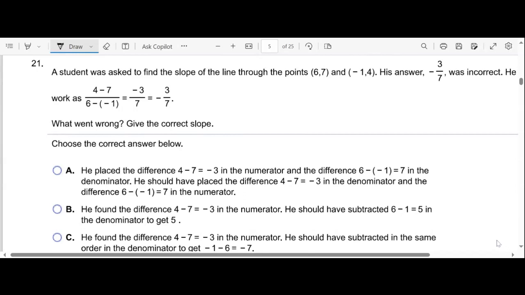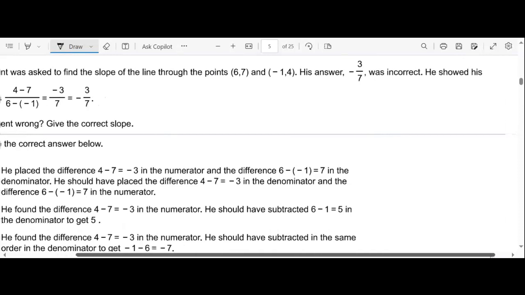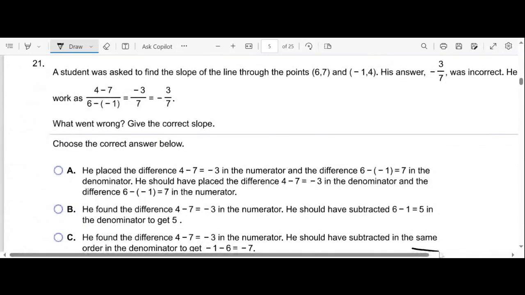A student was asked to find the slope of the line through the points (6, 7) and (-1, 4). His answer, negative 3/7, was incorrect. He worked as 4 minus 7 over 6 minus negative 1 equal negative 3 over 7. Okay, so what was the mistake the student made? This is x1, y1. This is x2, y2. What's the mistake here?